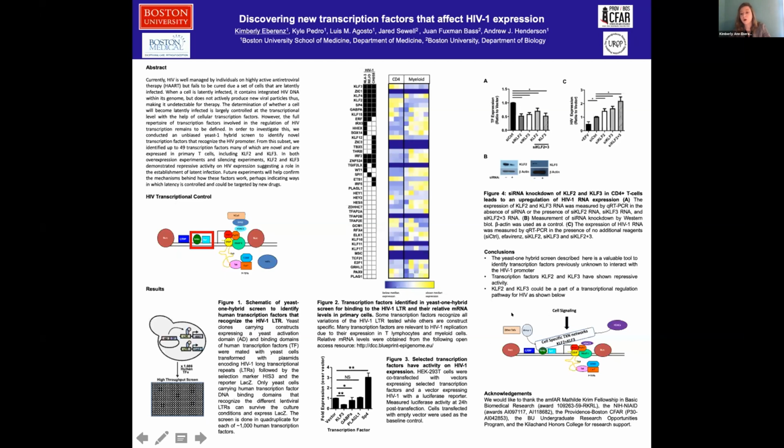So we were able to create a whole model just from validating a few transcription factors, and that would be really useful in the future for potentially developing more therapies that target certain pathways.